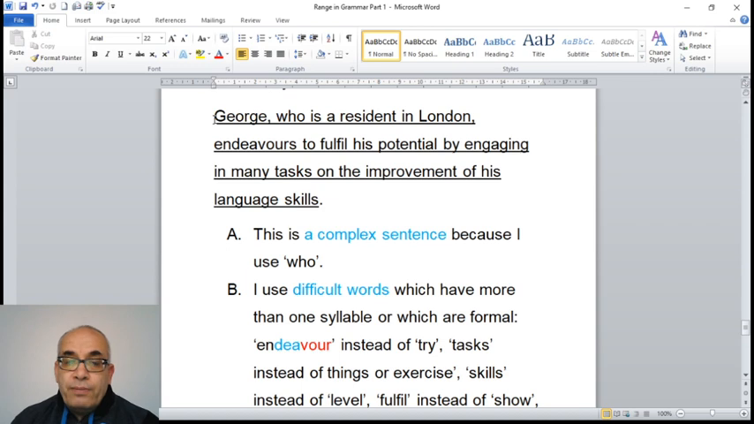Now George, who is a resident in London, endeavors to fulfill his potential by engaging in many tasks on the improvement of his language skills. This is a sentence. It can be a level 2 sentence, very high level, but I will show you how we make it and why it is level 2. Now, this is a complex sentence, number 1. Why? Because I use who.